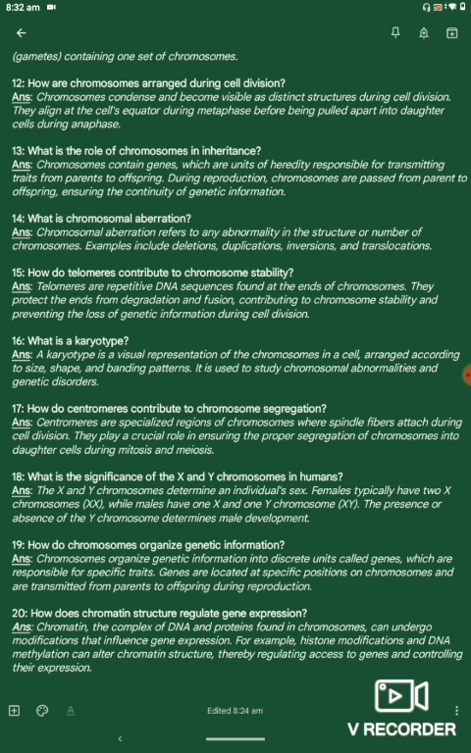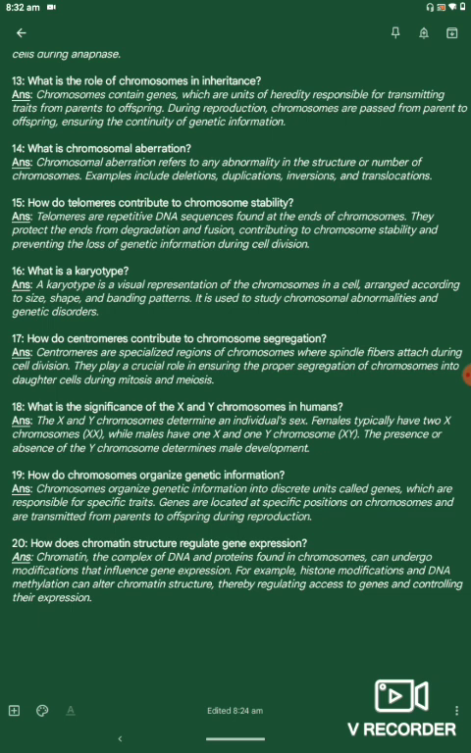Question 16. What is a karyotype? Answer. A karyotype is a visual representation of the chromosomes in a cell arranged according to size, shape, and banding patterns. It is used to study chromosomal abnormalities and genetic disorders.